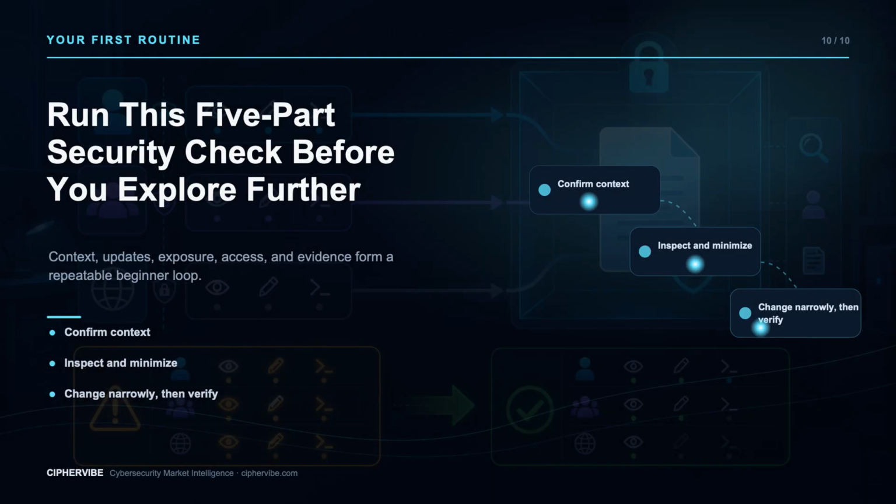Here is the routine to keep. First, confirm context, the machine, your identity, your directory, and the object you intend to inspect. Second, use supported update channels and review a proposed change. Third, map listening services to an owner and a purpose. Fourth, make file and privilege access as narrow as the task allows. Fifth, preserve and interpret evidence before you draw a conclusion.